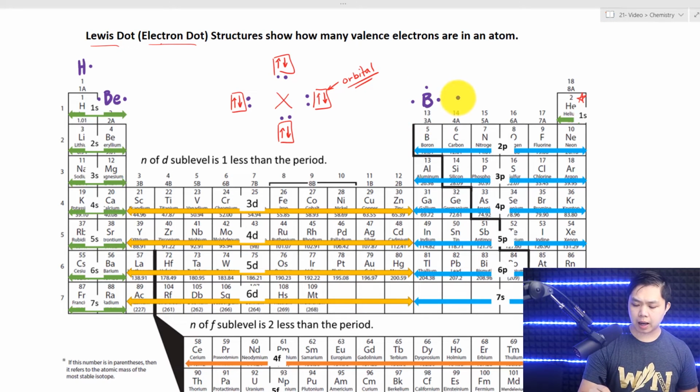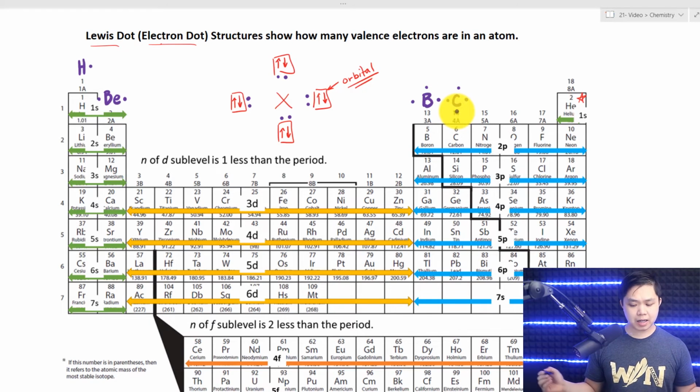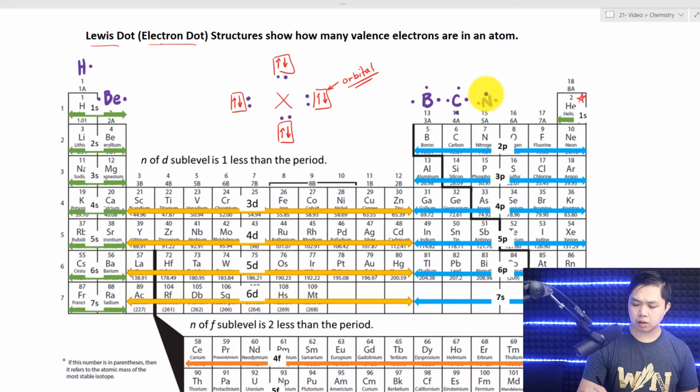For carbon, we have 1 dot here, 2 dots here, 3, 4. There you go. Isn't that easy? And all the atoms in the same group have the same or similar Lewis dot structure. In group 5A, we have nitrogen: 1 dot, 2 dots, 3 dots, 4 dots, and go back, the 5th dot right there. And then for oxygen in group 6A: 1, 2, 3, 4, 5, and 6. Okay? And then group 7A, we have fluorine: 1, 2, 3, 4, 5, 6, and 7.